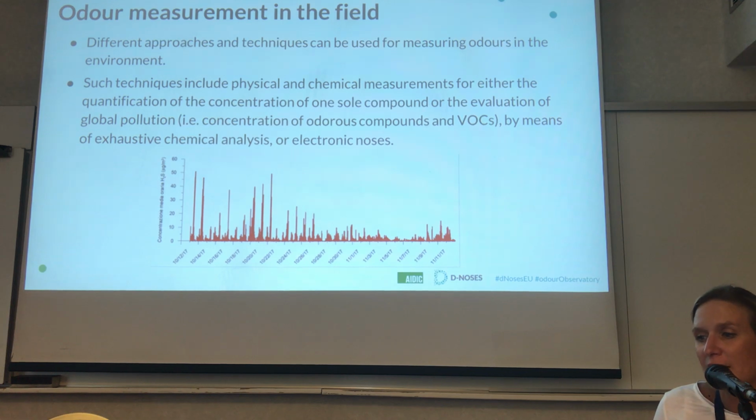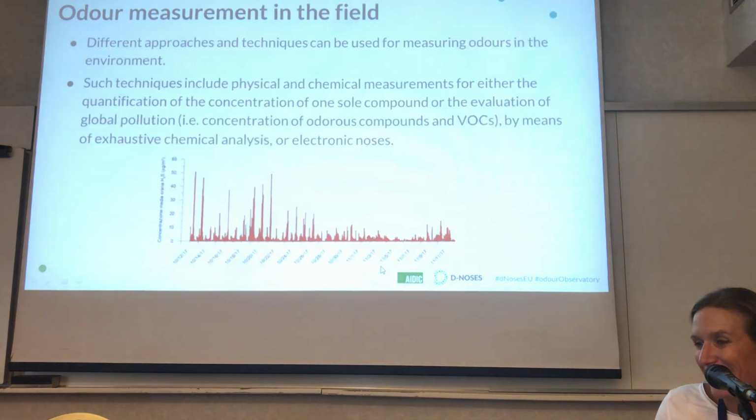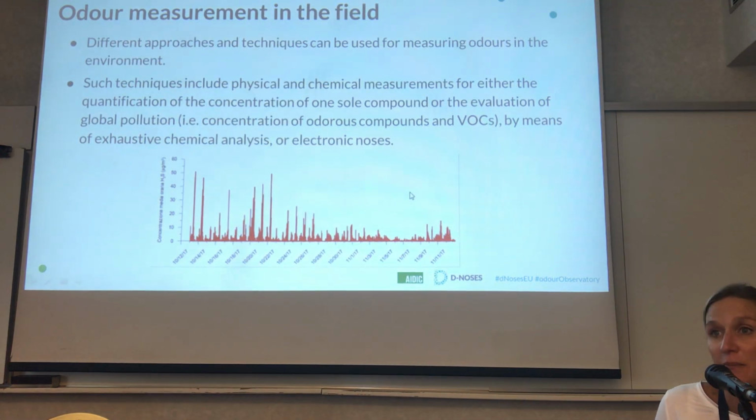Again, one possibility is to use chemical analysis to measure the presence of one compound in ambient air. This can be done with sensors, for example. This is an example of a measurement of H2S in ambient air. Fine, but you have to be sure that the compound that you are measuring is strongly related to the odor that you are looking for.